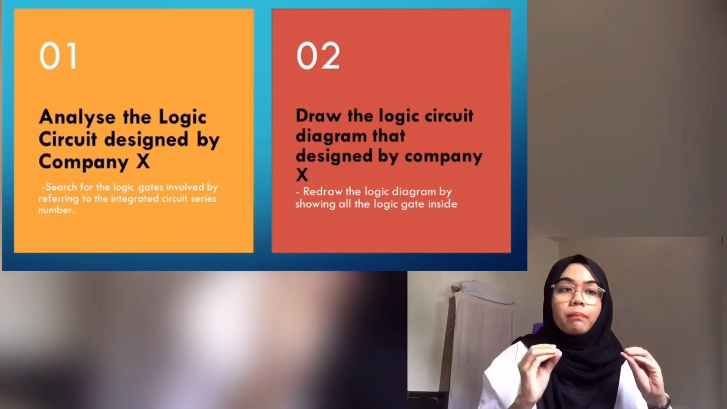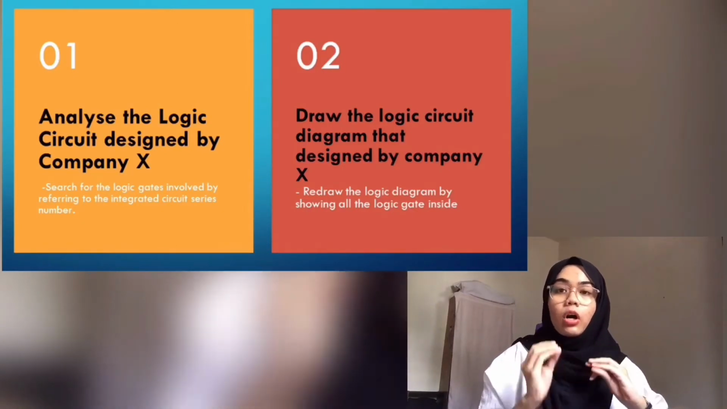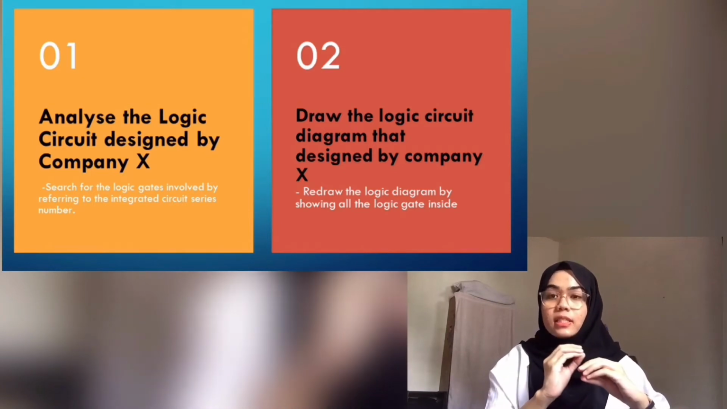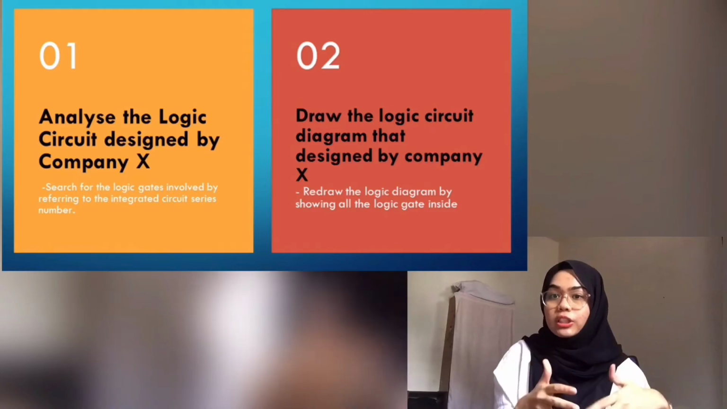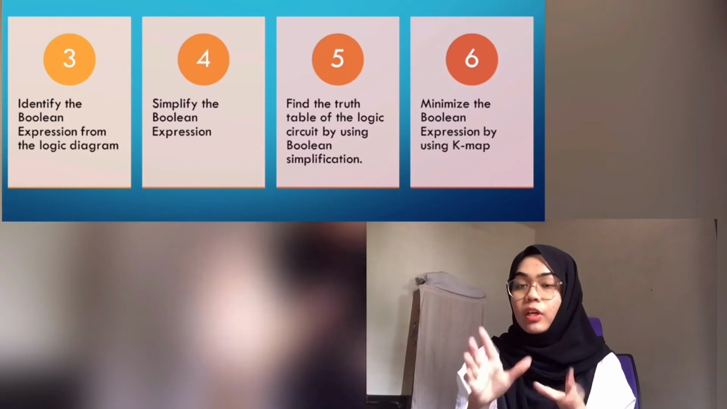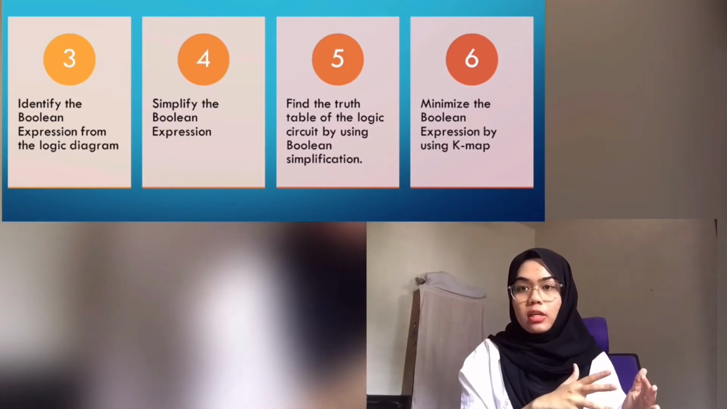So first, from the logic circuit of company X, we analyze it by taking out all of the logic gates inside each of the different ICs, and when we did that, we drew a new logic diagram. When we draw a new logic diagram, it is easier for us to identify the Boolean expression through the logic diagram. And when we have the Boolean expression, we simplify it first, and then we draw a truth table from this Boolean expression.